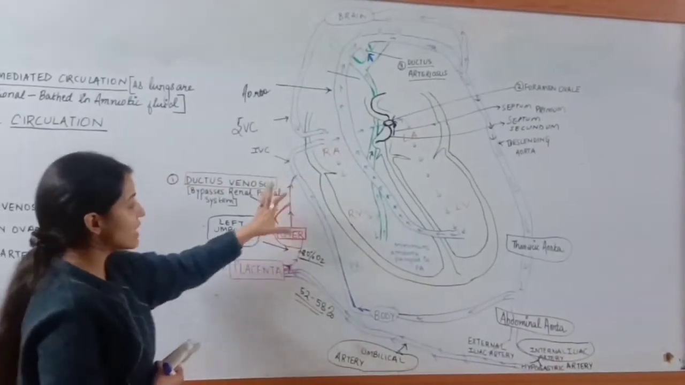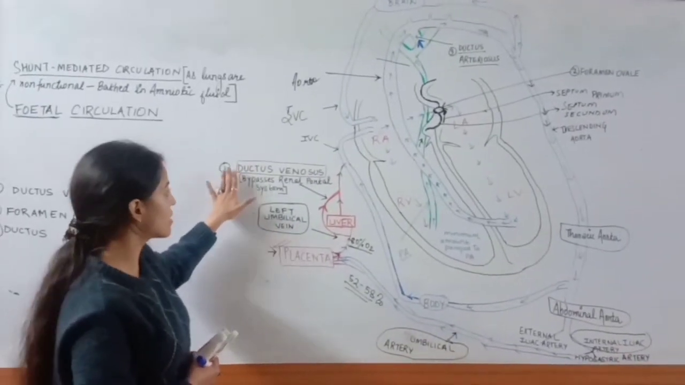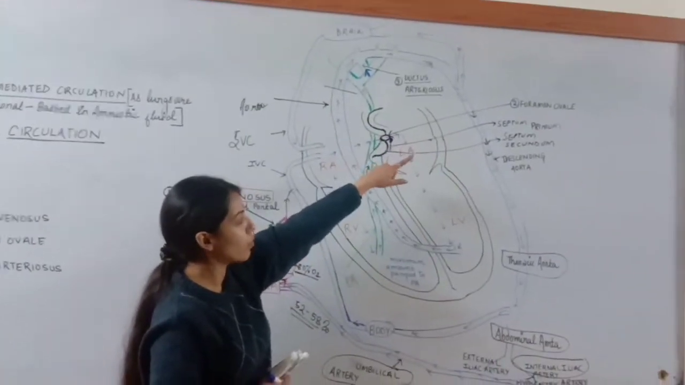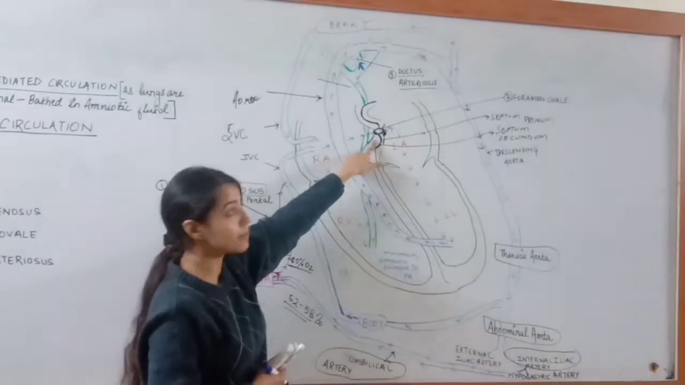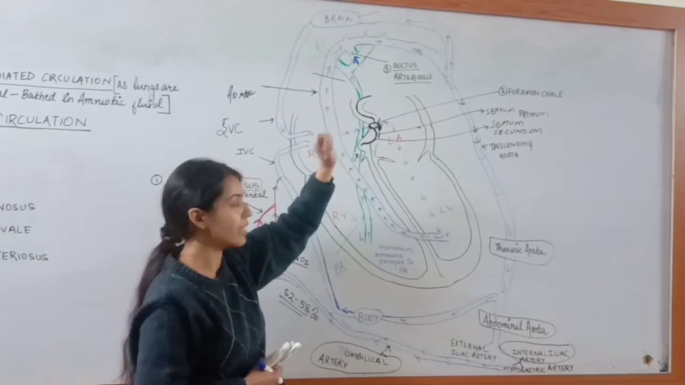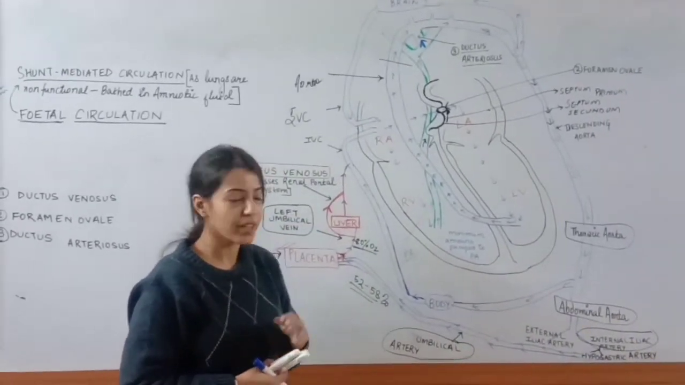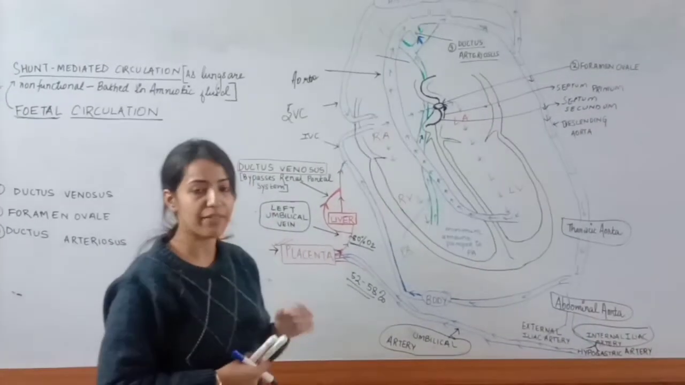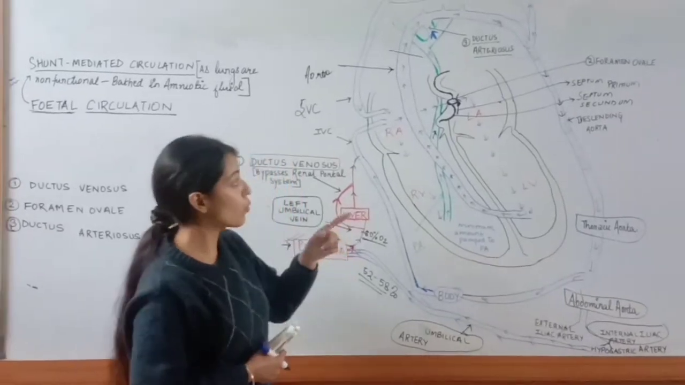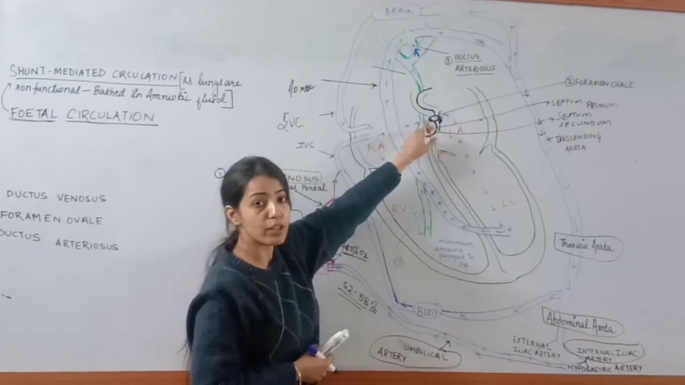So we can see that there are three shunts which are present in the fetal system. The first one is ductus venosus. The second one is foramen ovale. This is the one. Third one is ductus arteriosus. Fine. Now what happens when the baby is born? So when the baby is born, there will be two sets of changes which are going to occur, due to which this particular opening here, foramen ovale, will close.